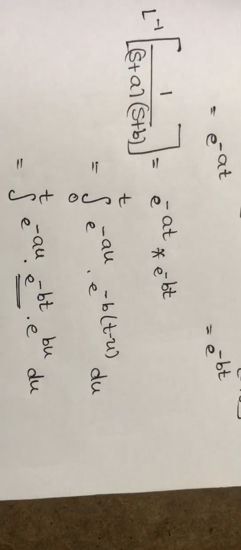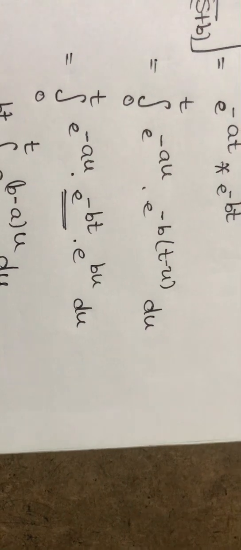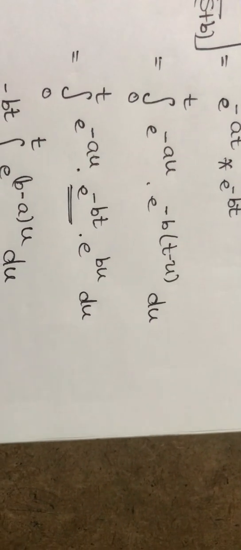Laplace inverse of 1 by (s plus a) into (s plus b) is equal to e power minus at convolved with e power minus bt. We should apply the Laplace inverse formula in this step. Here the integral from 0 to t of e power minus au into e power minus b(t minus u) du. We should integrate with respect to u, and here we substitute u in place of t in the first function and t minus u in place of t in the second function, and later on we get this formula.